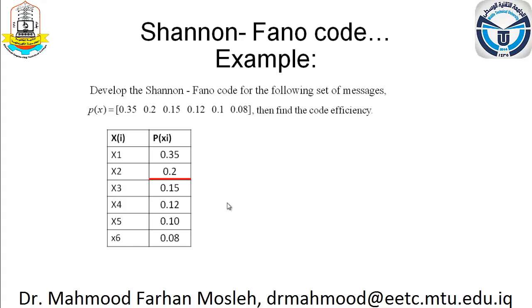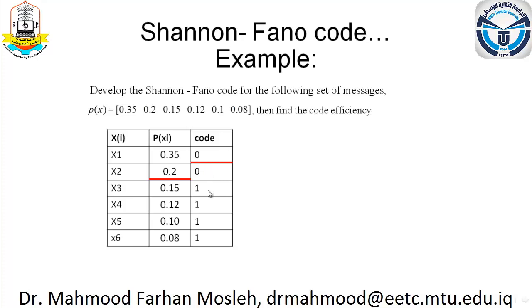The third step is to divide the probabilities into two halves, each one having approximately 0.5, or reaching the lowest variance between the two halves. Now we put the first code digit: 0 for the upper half and 1 for the lower half.